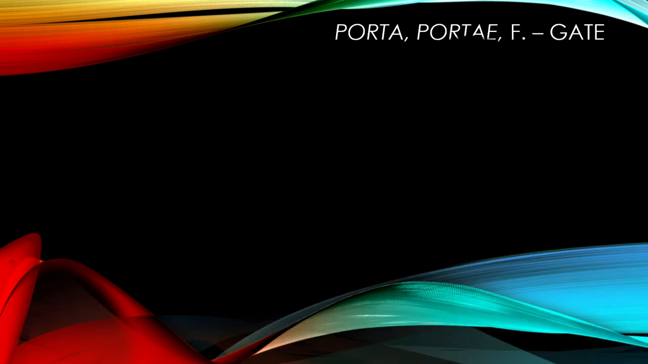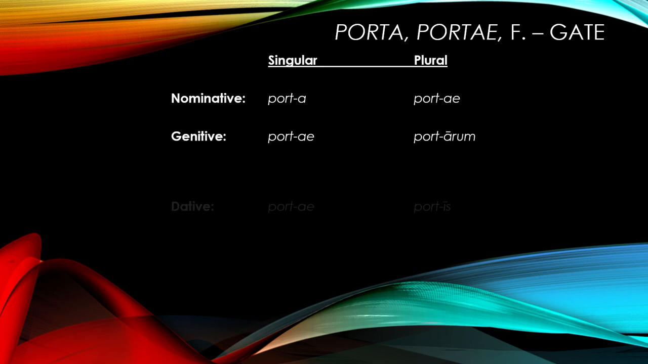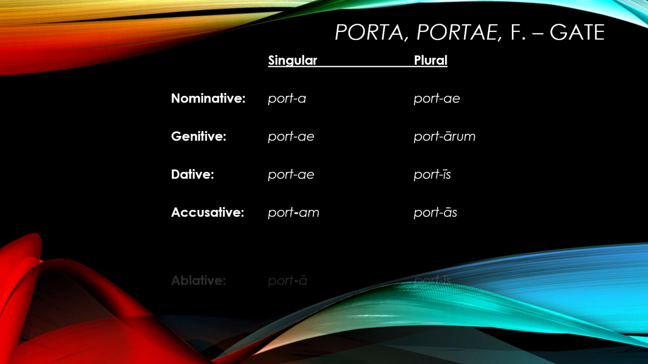On your screen now, you can see the declension of porta, portae. The nominative singular is porta, the genitive singular is portae, the dative singular is portae, the accusative singular is portam, the ablative singular is porta with a long A at the end, and the vocative singular is porta. The nominative plural is portae, the genitive plural is portarum, the dative plural is portis, the accusative plural is portas, and the ablative plural is portis. The vocative plural is, of course, portae. As you can see, some forms are the same as each other. You will have to use context clues to help you figure out what case the noun is in.